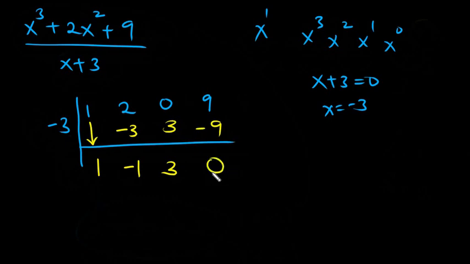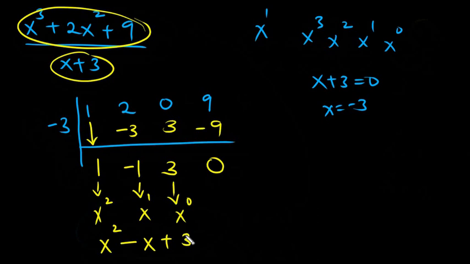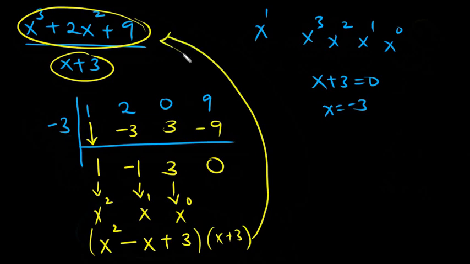So we said if you get the last term as 0, it means that x plus 3 is a factor of that polynomial. So this is going to be the coefficient of x squared, this one the coefficient of x to the power 1, and this the coefficient of x to the power 0. So we're going to have x squared minus x plus 3. Okay, so you can check whether that is the correct answer by multiplying it by x plus 3, and check whether you'll get that polynomial as the answer.